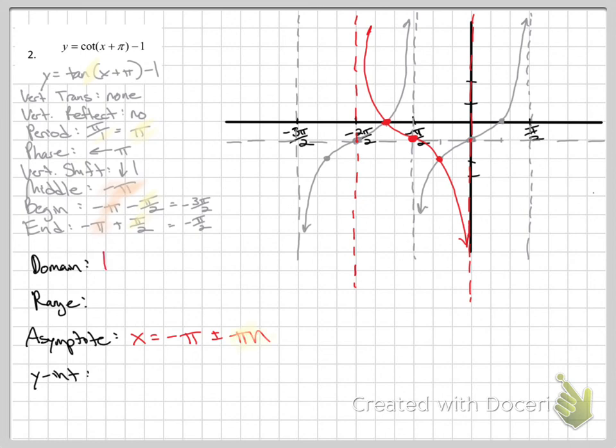So then my domain is all real numbers. X cannot equal your asymptotes. That's the whole point of an asymptote. Range is all real numbers. The y-intercept, well, the y-axis is my asymptote, so there are none.